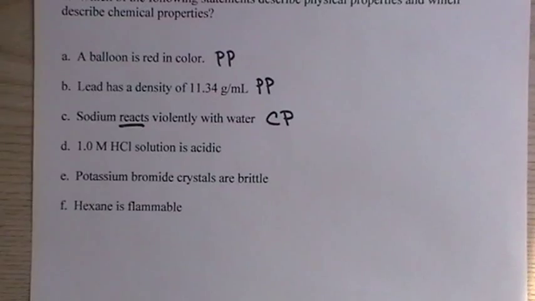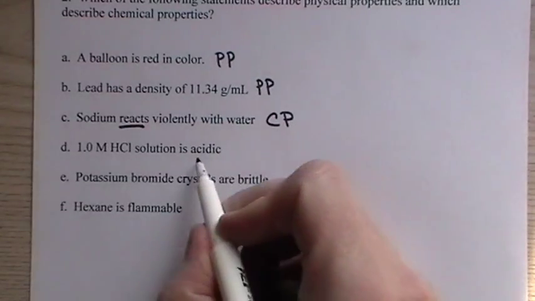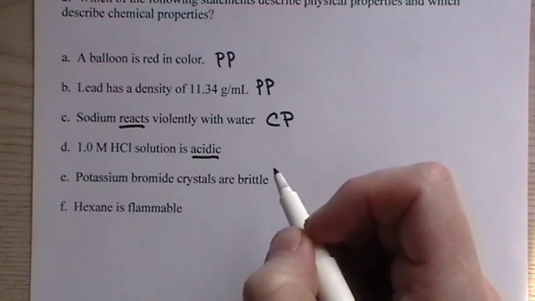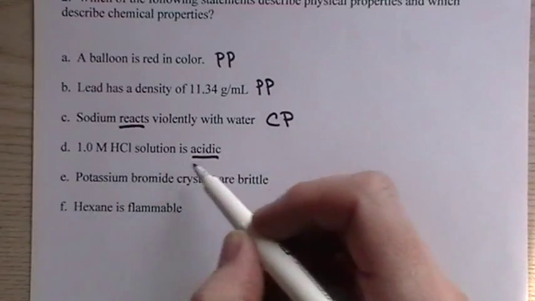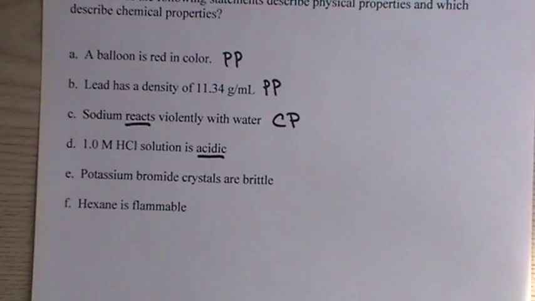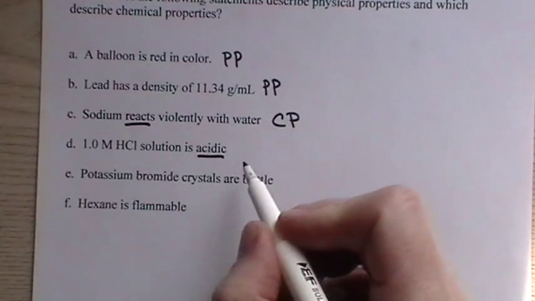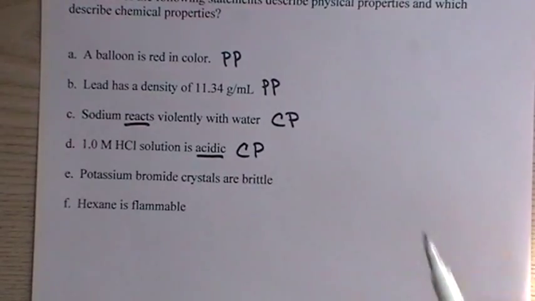1.0 molar HCl solution is acidic. Acidic is definitely a chemical property. If you had never heard of hydrochloric acid before, the only way to check is to react it with something that's a base. Put your finger in there if you wanted to. 1 molar HCl wouldn't immediately dissolve your finger. It'd probably be irritating after a while. So some chemical reaction would have to be done to determine if it's acidic, so that's a chemical property.